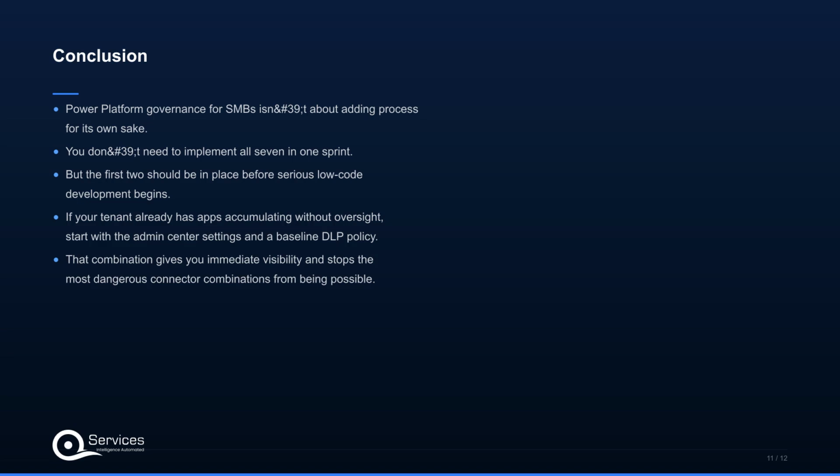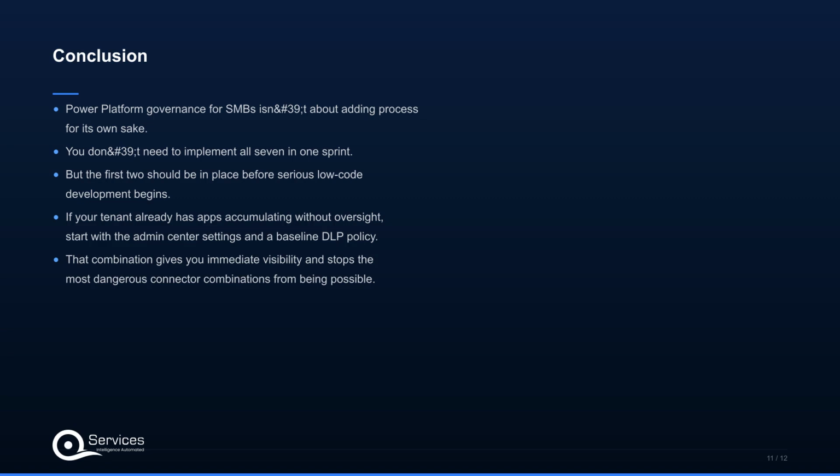The 7 rules here work best together. Environment strategy and DLP policies create the technical guardrails, citizen developer governance and the CoE establish the human structure, regular audits keep it honest, shadow IT prevention closes the gaps, and the Admin Center configuration ties everything to your broader Microsoft 365 governance posture. You don't need to implement all 7 in one sprint. But the first 2 should be in place before serious low-code development begins.